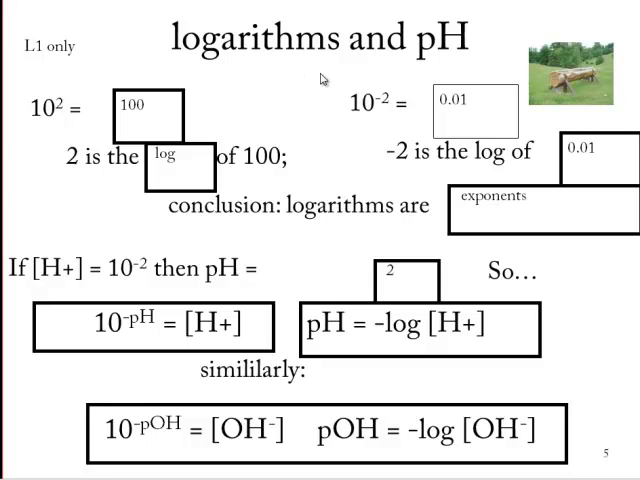Why do we need logs to do all this sort of stuff? Because some person in their infinite wisdom said, I don't like using like 10 to the minus 7 molar. I want to say pH 7. Perhaps they think that makes it easier. I'm not so sure, but in any event, that's a little bit about logarithms and pH. In the next screencast, we'll show you examples where we apply these formulas.